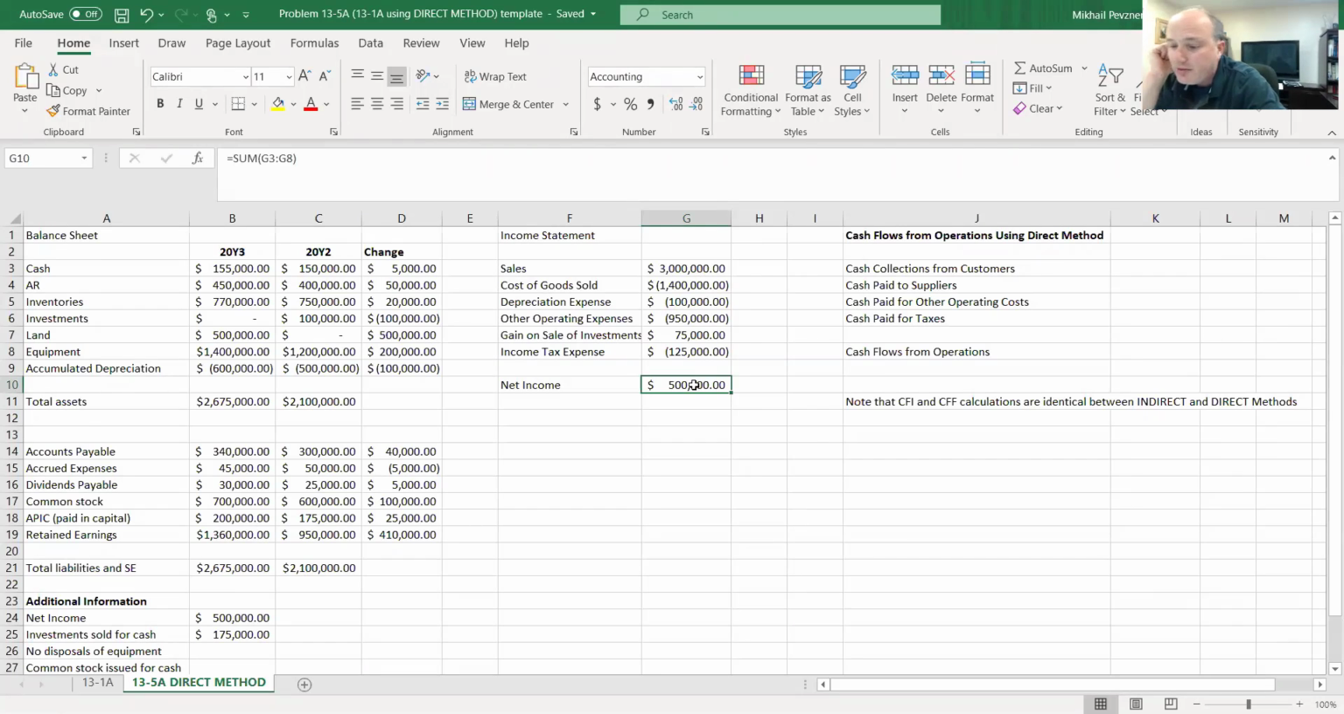Because potentially the direct method statement of cash flows provides more information to the users of financial statements. When you just look at the total number, it doesn't give you the same level of disaggregation. So I want you to have a sense of what it's like, and that's why I wanted to share that with you.